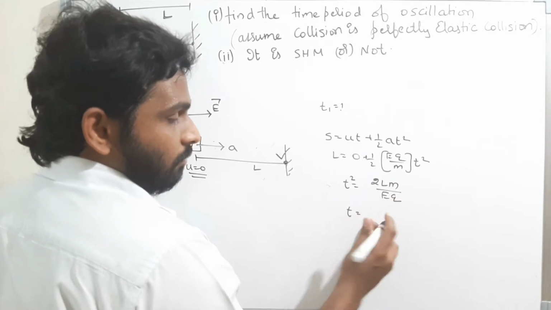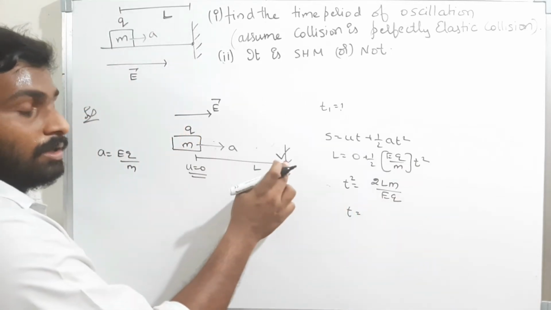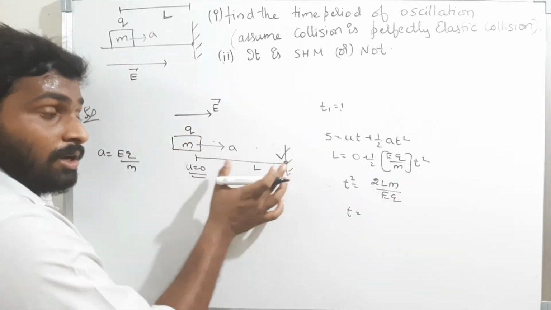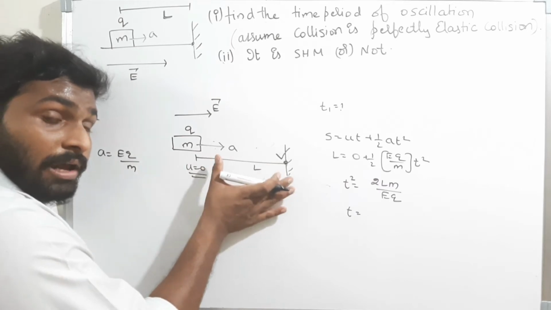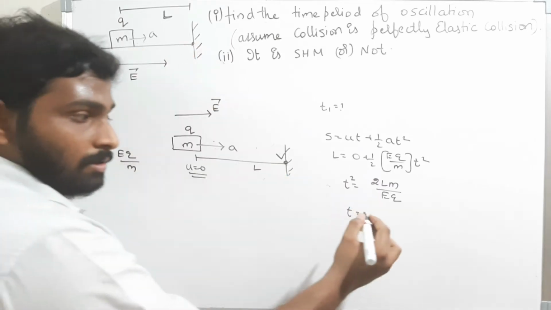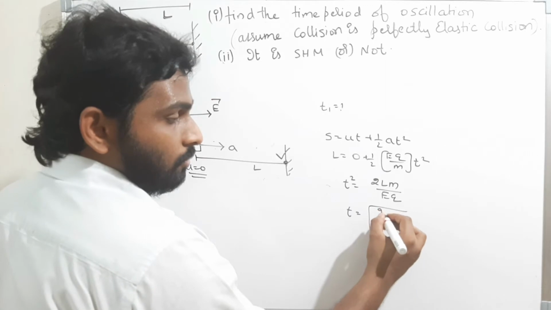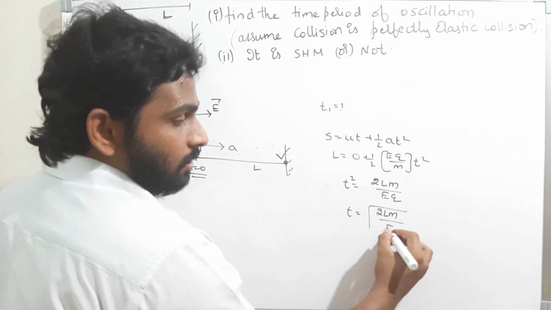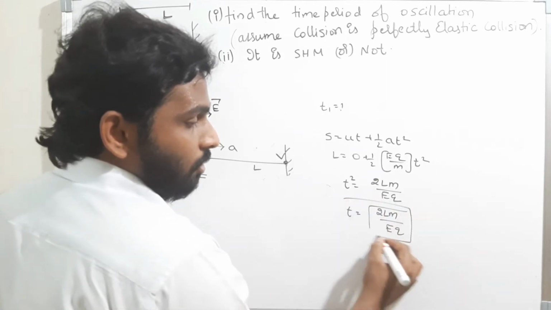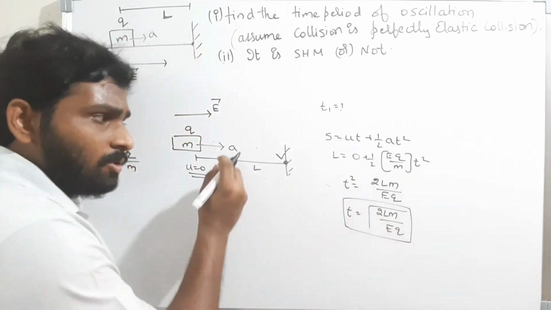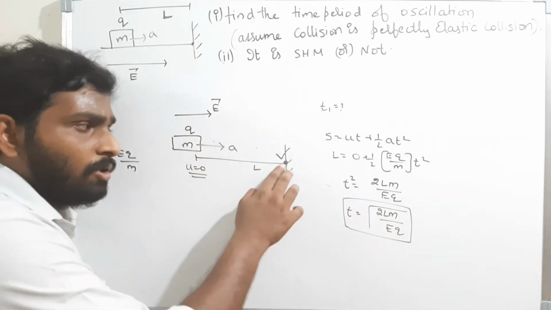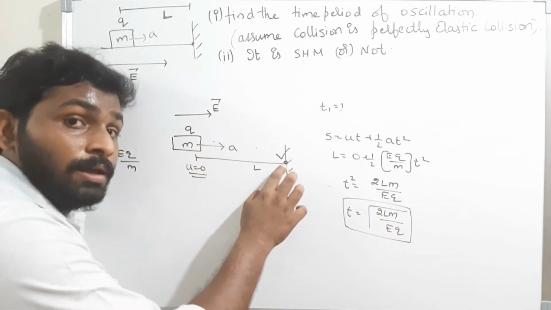Therefore the time taken by the body to move from here to here, that means to the wall, before collision, the time taken by the body to collide is how much? Root of 2Lm by EQ. That is the time taken by the body to collide with the wall. Once it has collided, what will happen? The body is colliding with a velocity v.